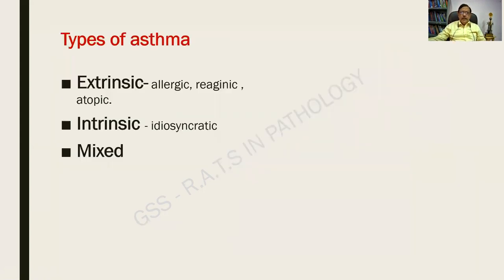The types of asthma include extrinsic, which can be allergic, reaginic, or atopic. Or it can be intrinsic, which is idiosyncratic. It happens on its own. Or it can be a mixture of these two. Extrinsic, intrinsic, and mixed.